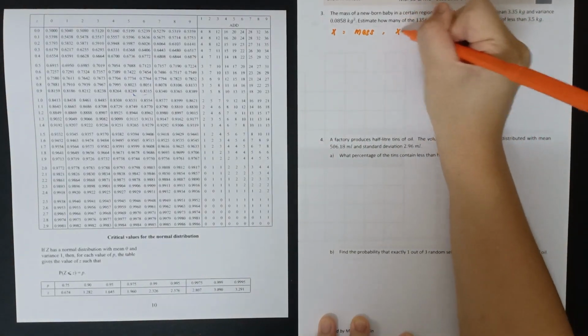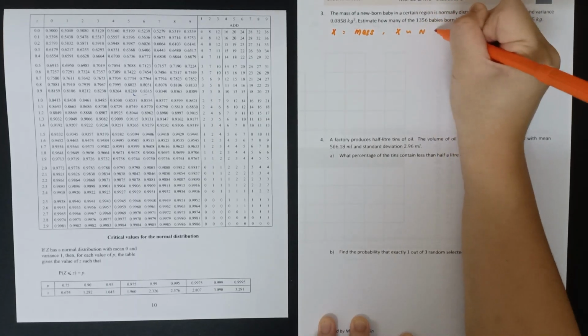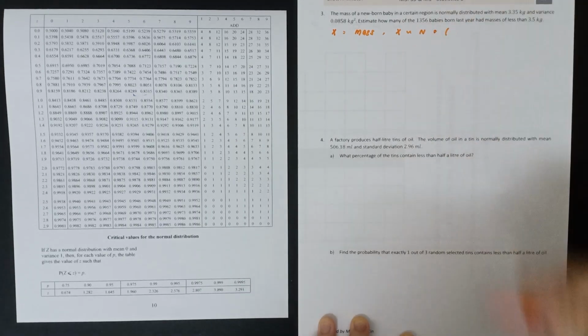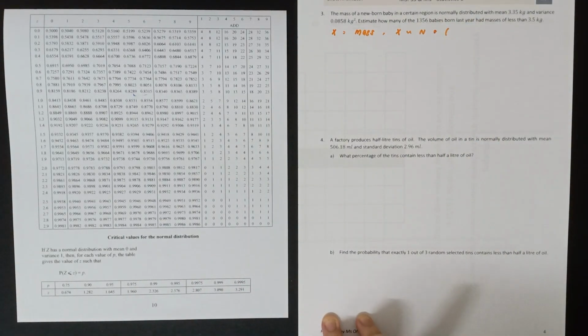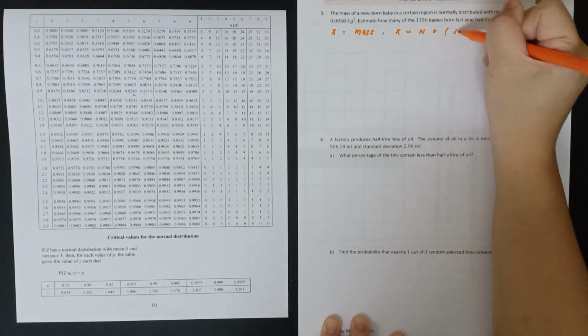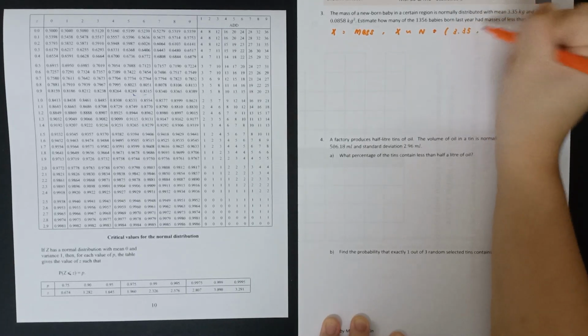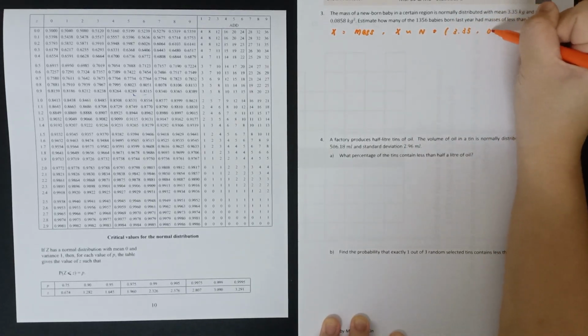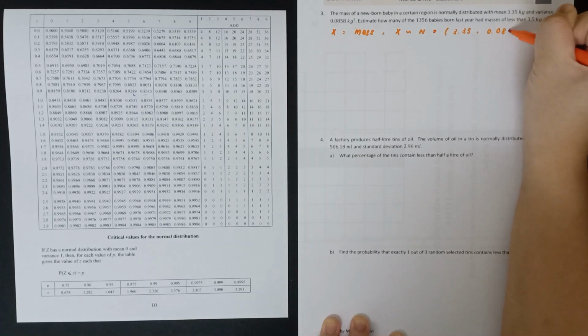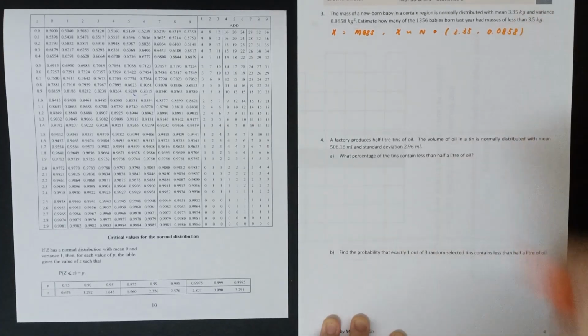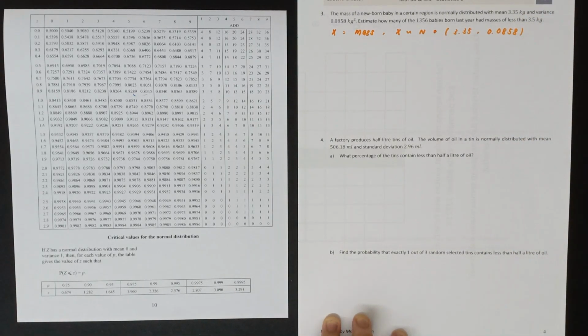So this is a normal distribution as well. Then what is your mean? Your mean is 3.35. Then your variance. You must make sure that this is your variance, because later when you do the calculation, you must make sure that you change it into your standard deviation.